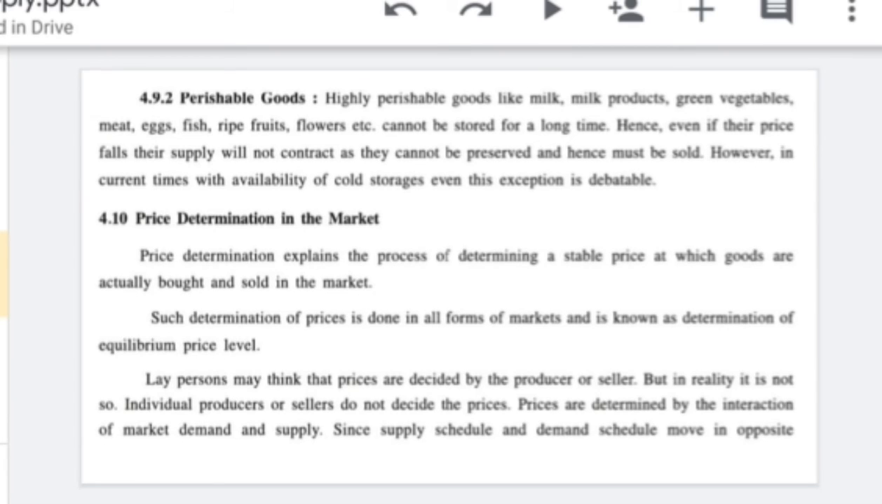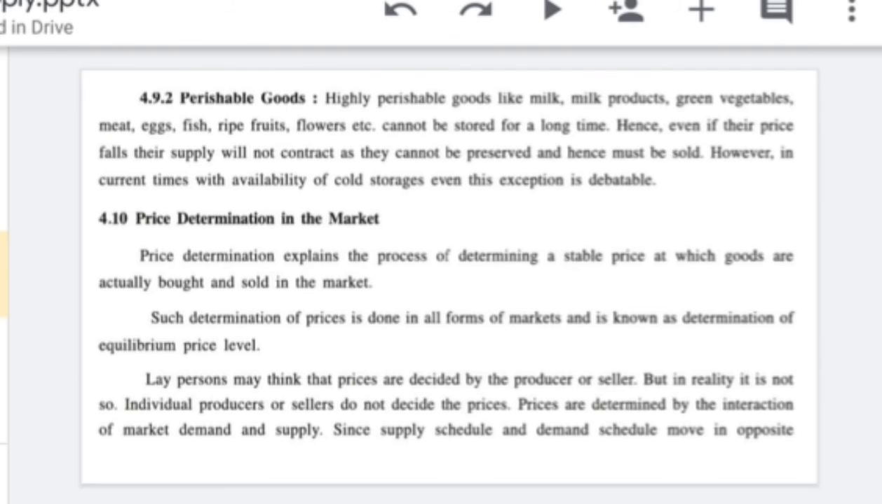Second, perishable goods. Under perishable goods, like milk products, vegetables, meat, fish, fruits, flowers, these are things you cannot store for a long time. If the prices of these things rise in future, you cannot store them. So here the law of supply cannot be applicable to perishable goods like vegetables, meat, eggs. You cannot store them and wait for the prices to increase.